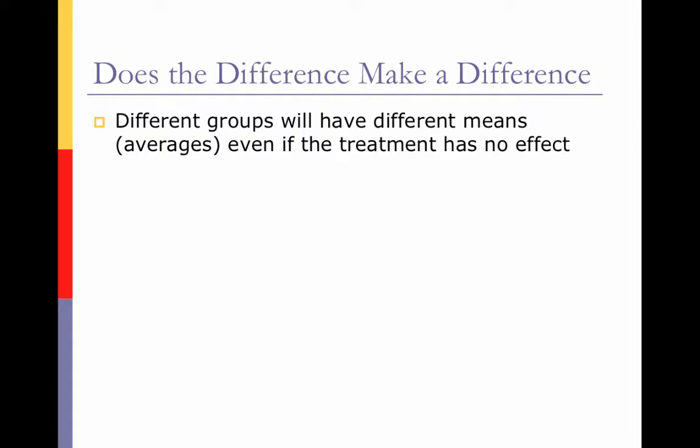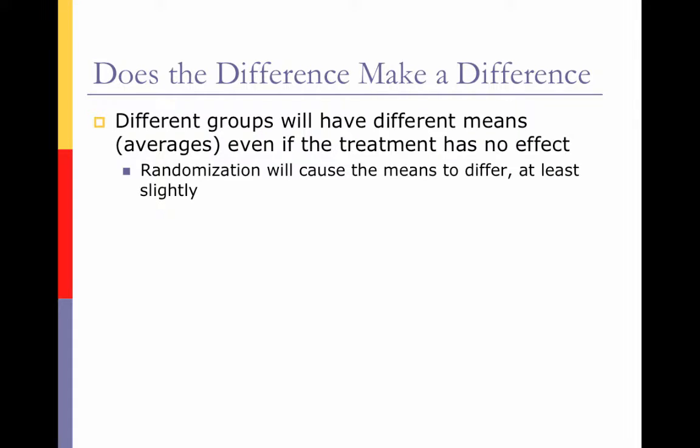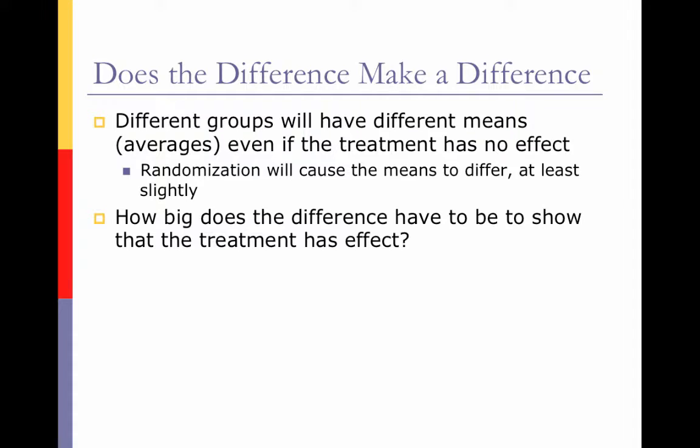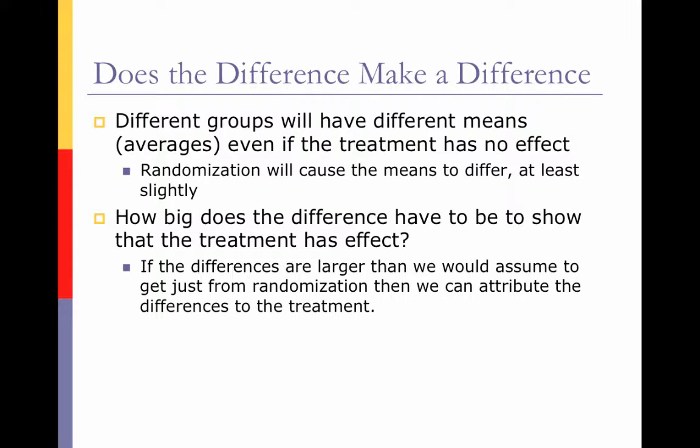How does the difference make a difference? Different groups are going to have different means, averages, even if the treatment has no effect. Randomization causes the means to differ, at least slightly. So how big does a difference have to be to show that the treatment was effective? If the differences are larger than we would assume to get from just the randomization, then we can attribute the differences to the treatment. Essentially, if it's bigger than what you expect, you're good to go.